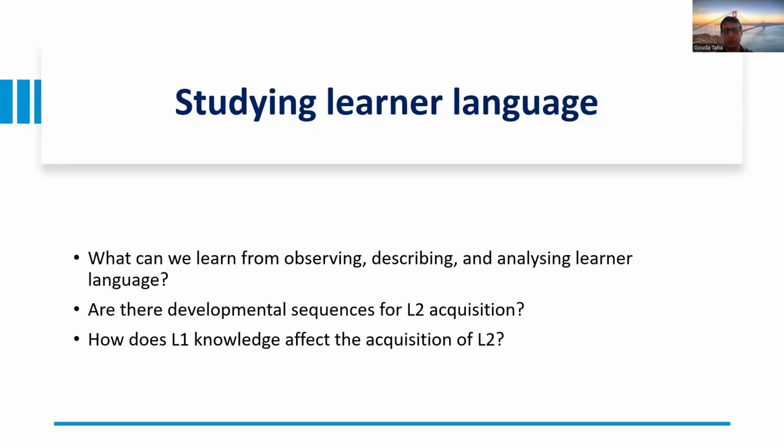And also, we want to know how the L1 knowledge plays a role, because now we are talking about a learner who already has a linguistic system in place and is trying to add another linguistic system. And as we mentioned in the first part, the idea of the innate mechanism and the idea of the critical period hypothesis, how do all of these factor in second language acquisition?